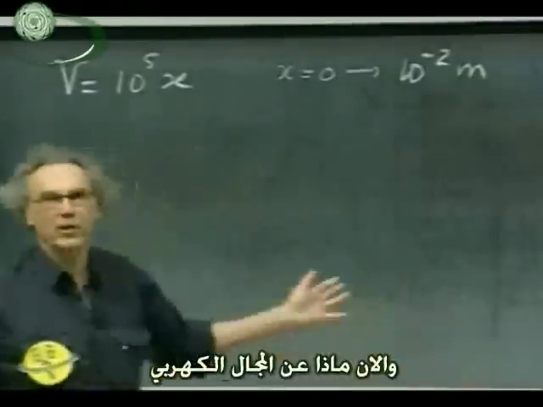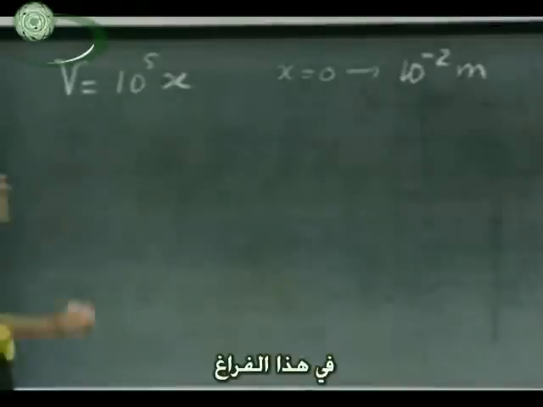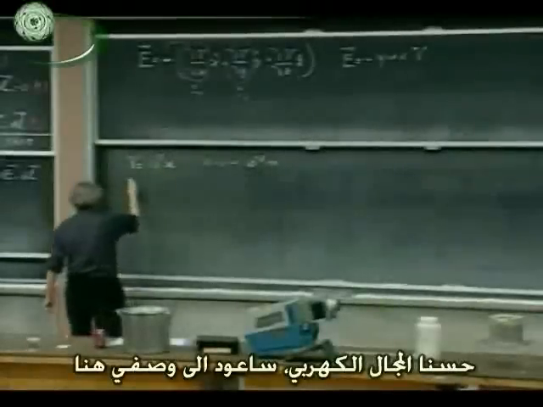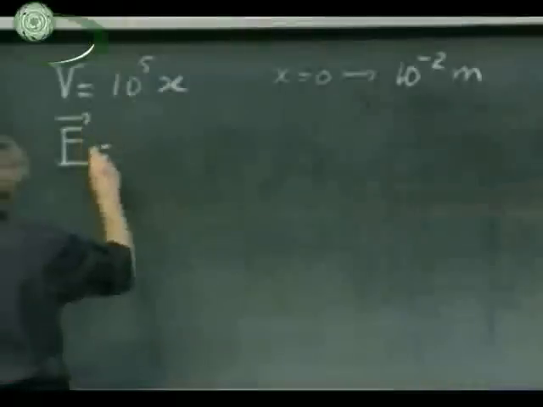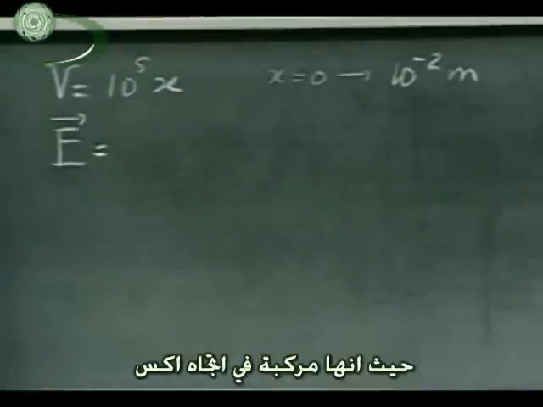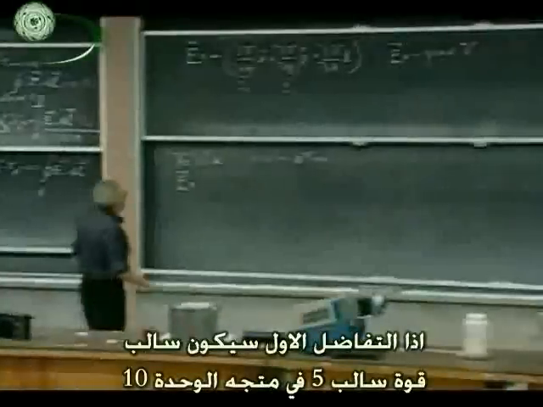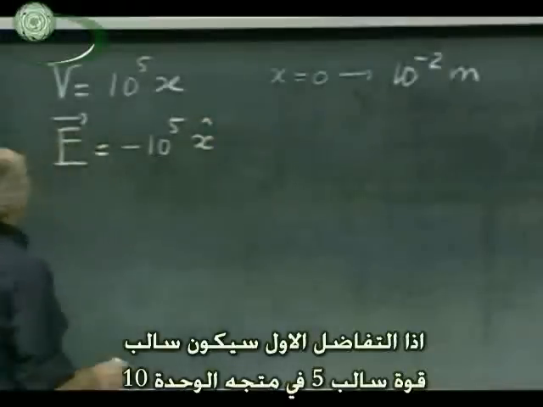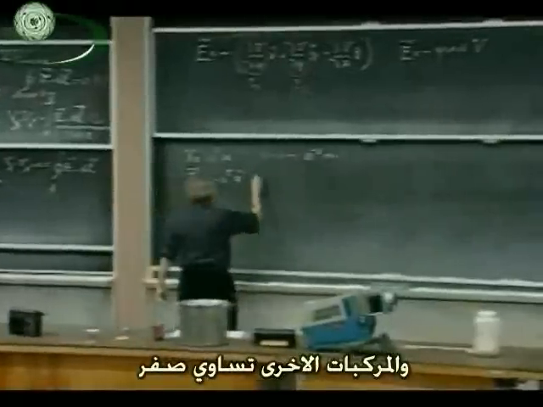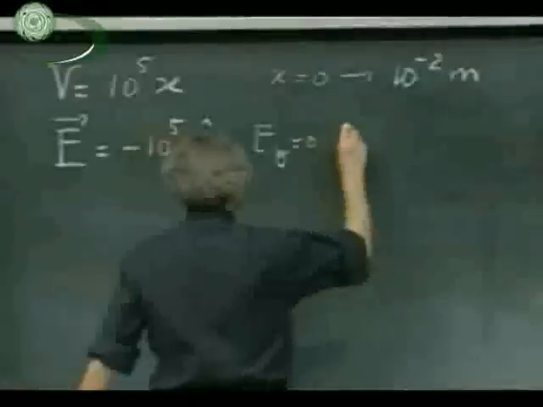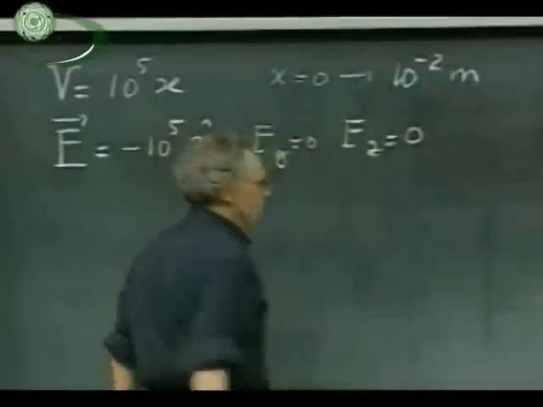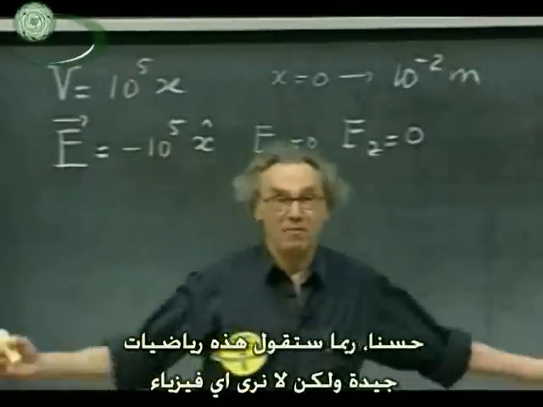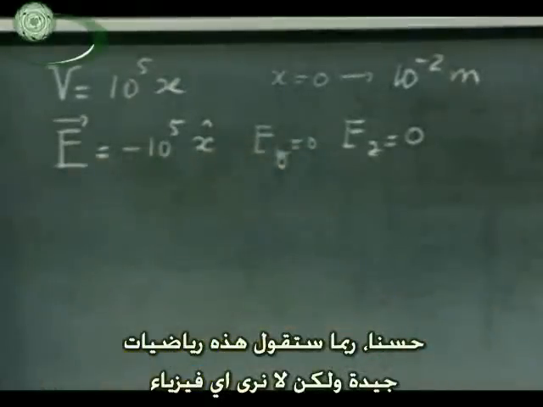What now is the electric field in that space? Well, the electric field, I go back to my description there, there's only a component in the x direction, so the first derivative becomes minus 10 to the 5th times x roof, and the others are 0. So Ey is 0, and Ez is 0. So you may say, well, nice mathematics, but we don't see any physics. This is more physical than you think.